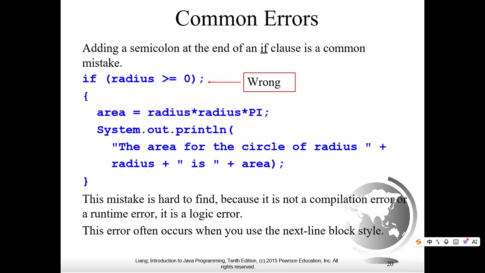And for example, here, it used a semicolon in the first line, which is after the Boolean expression, before the left curly brace, right? This is wrong because when we use the semicolon, that means this line of code is going to execute and terminate.